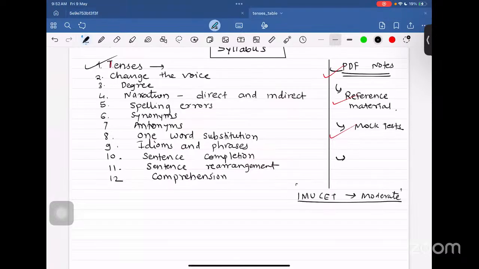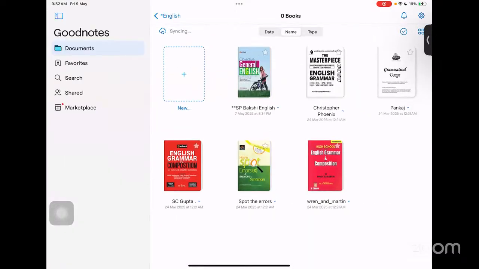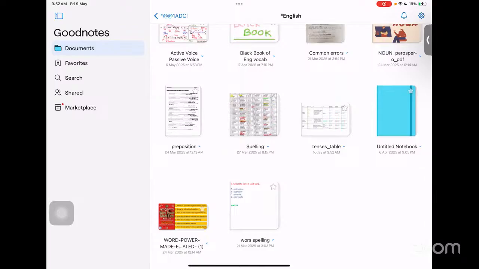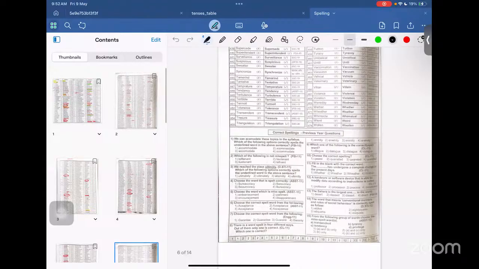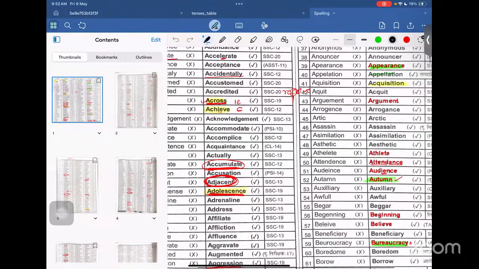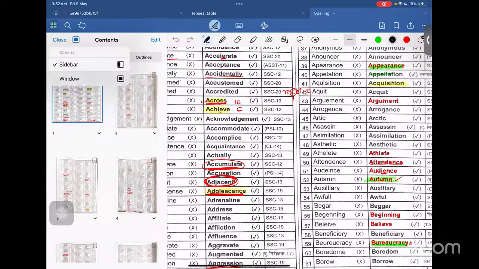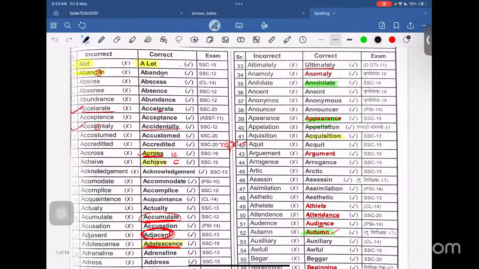Now as you can see here, we have a couple of books, you can see a couple of books out here, we will be referring to that. And we have notes, like for example these are for spelling mistake notes. We can see a lot of questions are given, you need to practice.